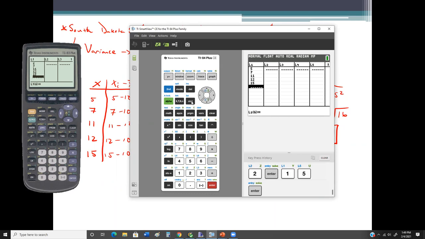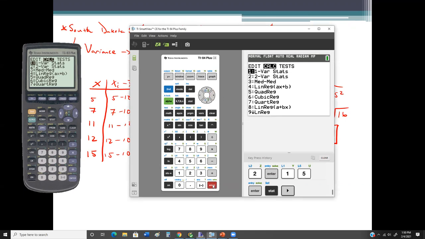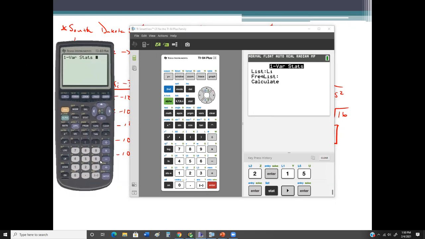Next, we want to have our calculator do this calculation. Everybody, once you have your data plugged in, hit the stat button again and scroll over to calc. Option number one here, 1-var stats, gives you the descriptive statistics for the one variable you have plugged in. So under number one, just hit enter. On your TI-83, whenever you see 1-var stats, just immediately hit enter again.